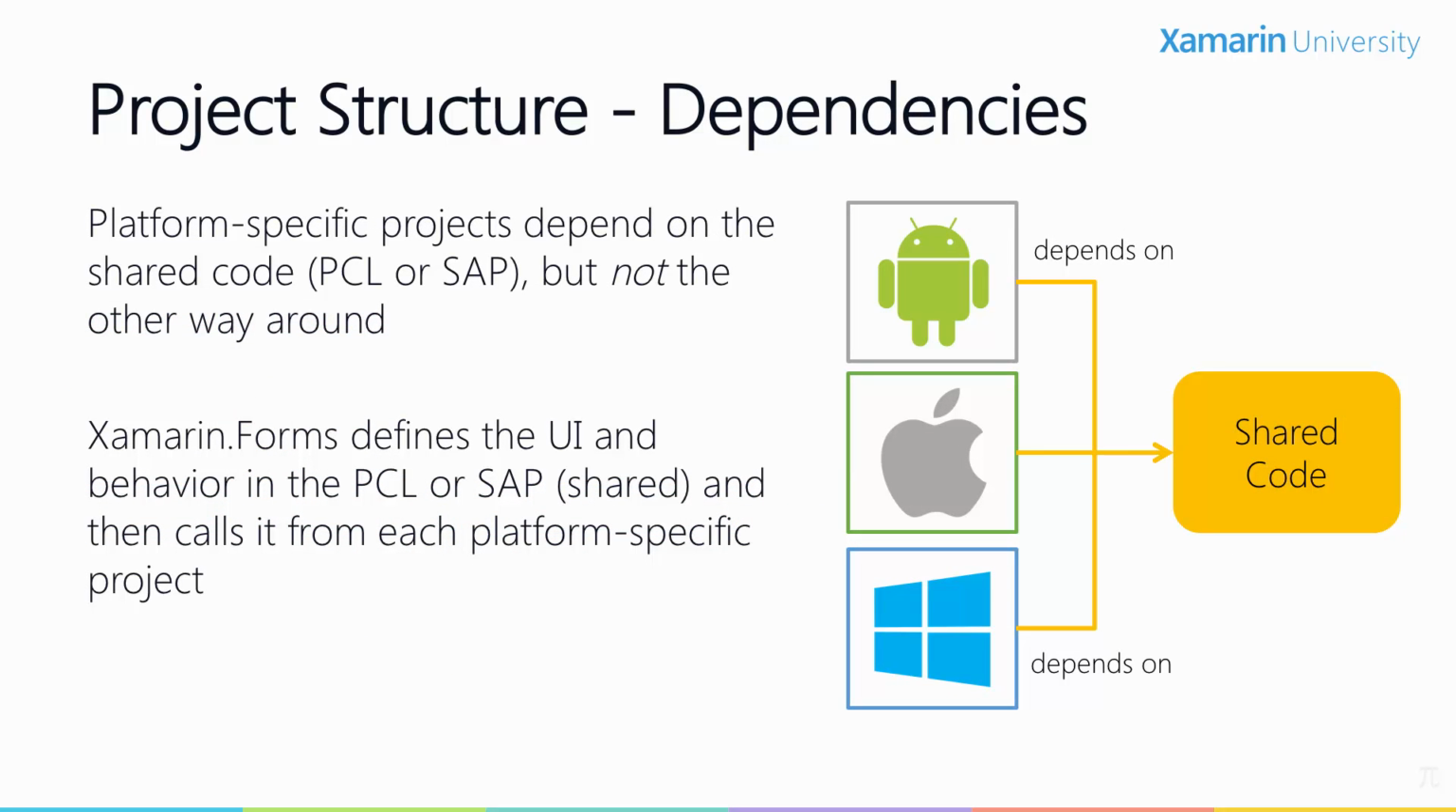Here's a graphical representation of what the dependencies in our Forms project look like. All of our host projects, those are the native ones, they depend on the shared code. That means on our PCL or the shared project, but not the other way around. And I'd say, let's just have a look at it. As always, I quickly switch here.